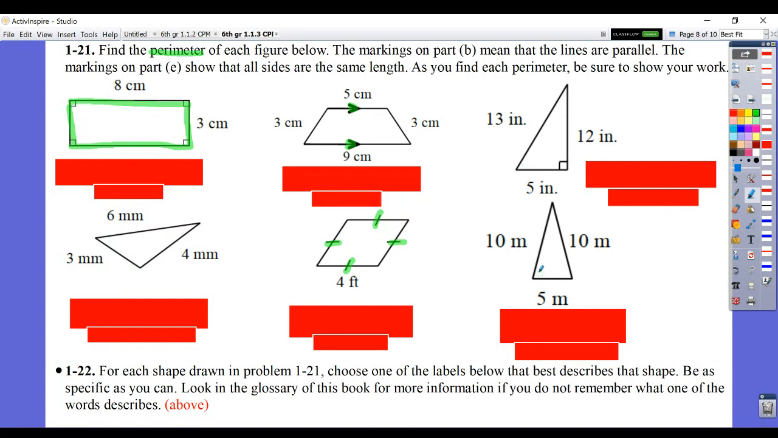And then for 122, you're going to go back to these shapes and choose a label that best describes them. In other words, this is a triangle, but it's also a right triangle because it has this right angle in the corner. This is a four-sided figure, so it's a quadrilateral. It's also a parallelogram because opposite sides are parallel, but it also has all congruent sides. So it's even more specific than that. There's a term for parallelograms that have all congruent sides. And again, they remind you that in the glossary of the book, you can find those definitions if you've forgotten them.